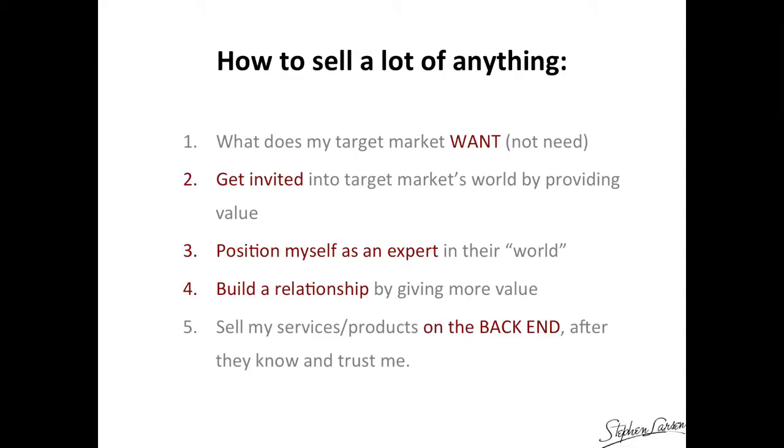So here's the list that I use when I am trying to prospect someone. First, I figure out what my target market wants and what they love. Second, my target invites me into their world as I give value. Number 3, I position myself as the expert in their world, right? Number 4, I build greater relationships with them by giving them even more value. And then number 5, I sell them some services on the back end.